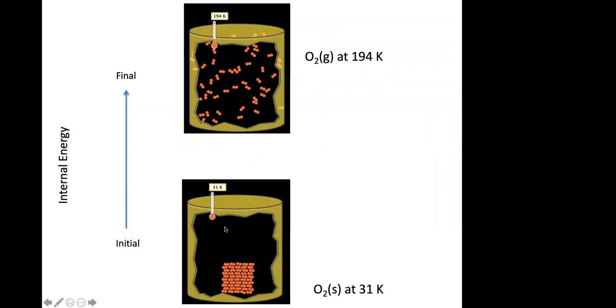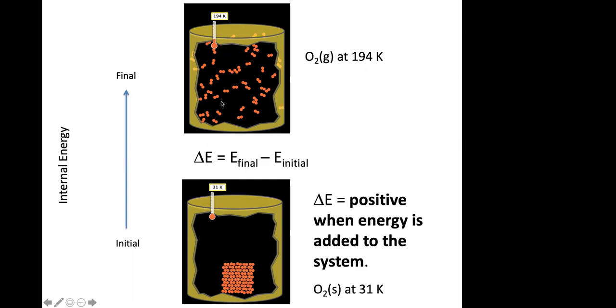So let's look at this one involving the internal energy. Here I show O2 solid at 31 Kelvin, O2 gas at 194 Kelvin. I think that the solid here has the lower internal energy. I think it's at a lower temperature, which means its kinetic energy is smaller. And the particles of matter are all together. They are at a lower potential energy. I think that the O2 gas at 194, it's at a higher temperature, which means higher kinetic energy, and the particles are spread out. In order to go from the lower internal energy to the higher one, I would have to add energy to it.